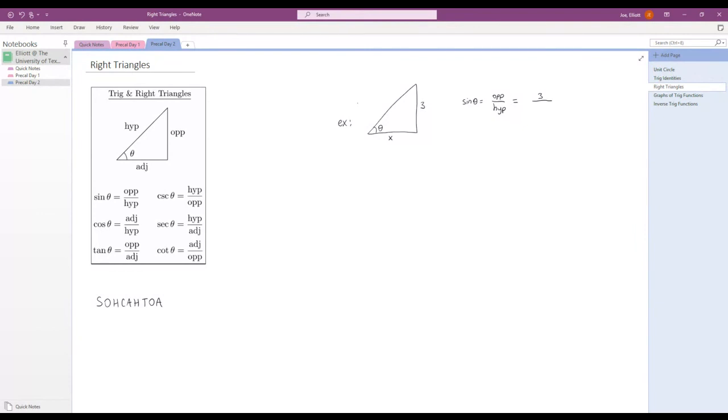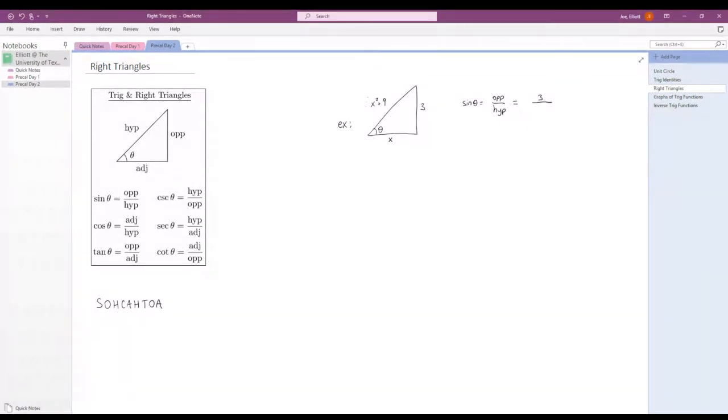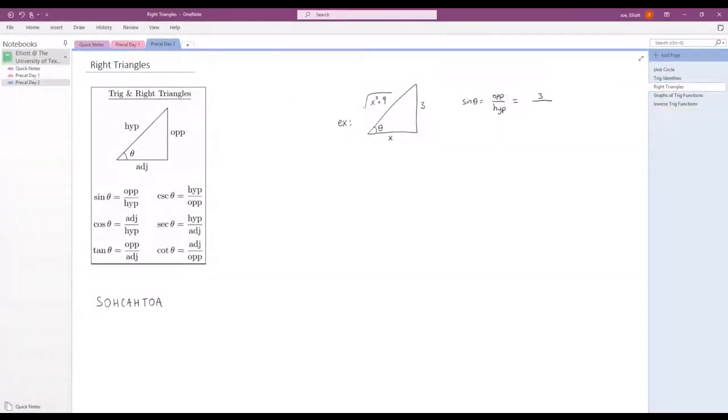But we don't know what x is, so what you can do is use the Pythagorean theorem. Okay, so remember the Pythagorean theorem says, this is a and that's b, so a squared plus b squared equals c squared. Then c itself would be the square root of a squared plus b squared. So you want to use the Pythagorean theorem to figure out the hypotenuse.